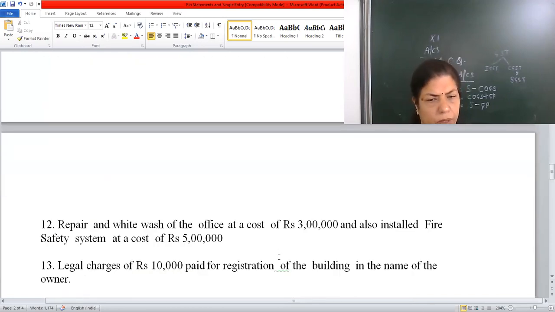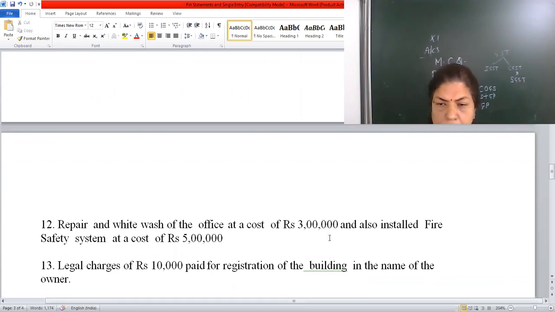Okay, now see. Repair and whitewash of the office of rupees 3 lakh. Repair and whitewash is recurring expenses. Every year that occurs. After few days that will again occur. So after few months also we can say. So those expenses which are recurring and repeating, which are neither creating any asset, will be revenue expenses. Repair and whitewash is not creating any asset, that's why it is revenue expenses.